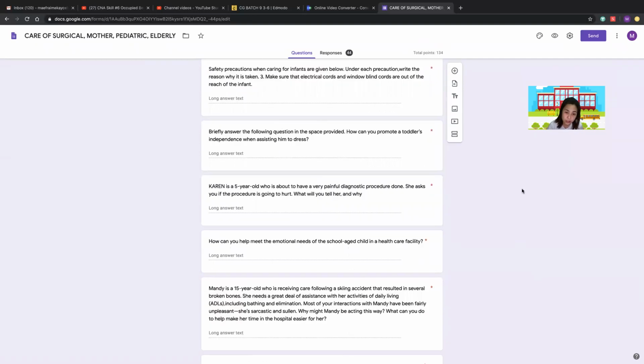Karen is a 5-year-old boy who is about to have a very painful diagnostic procedure. She asks you if the procedure is going to hurt. What will you tell her and why? As I've discussed before, you get something as a representative. If there will be an injection, you get a syringe toy. Then you inject it first on yourself, and you tell it will hurt a little.